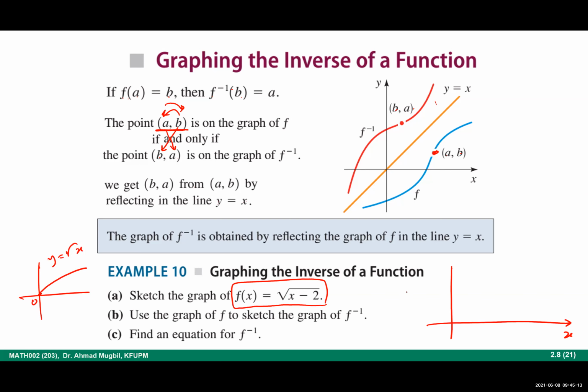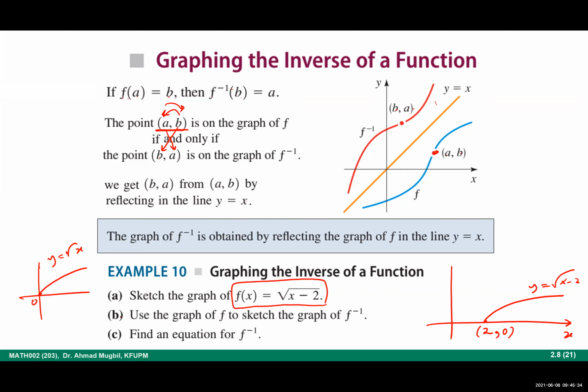When you have x minus 2, it is shifted to the right. You need to remember, Shabab, the transformation techniques, the graphing techniques. So now this starts from 2 here. So this is the graph of y equals square root of x minus 2. This point, shabab, is 2 and 0. X is 2, y is 0.